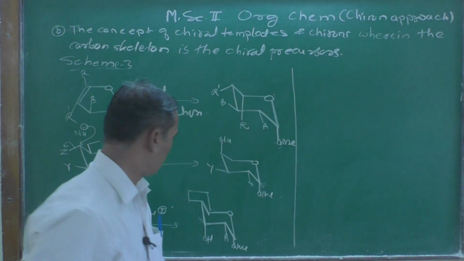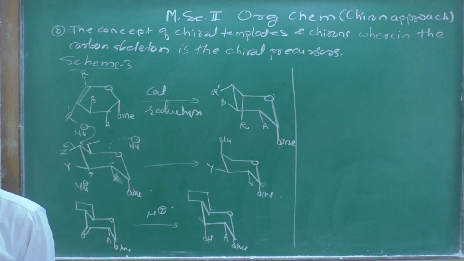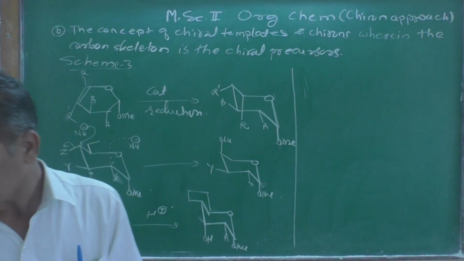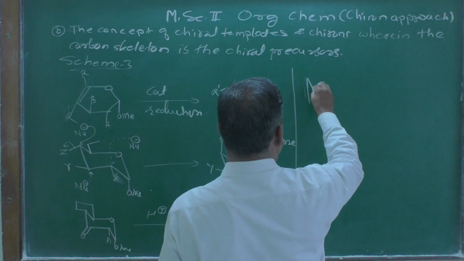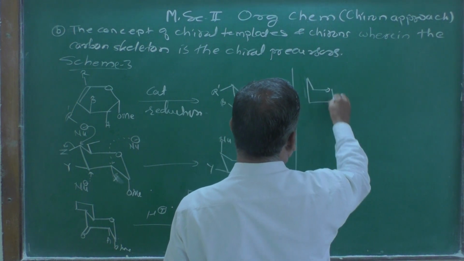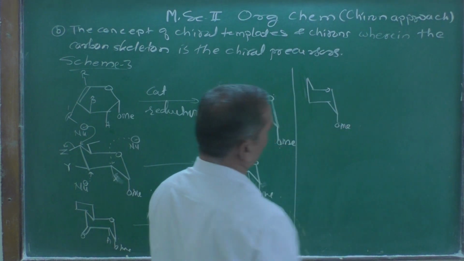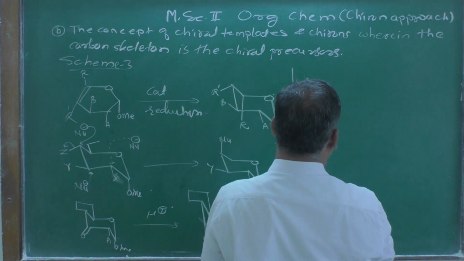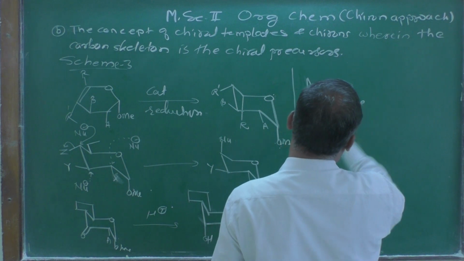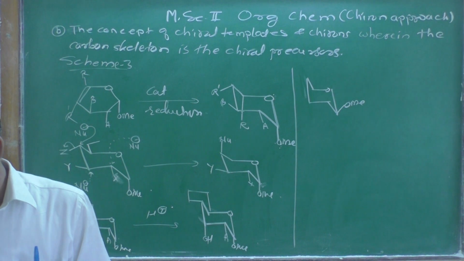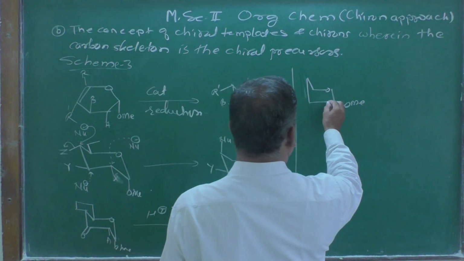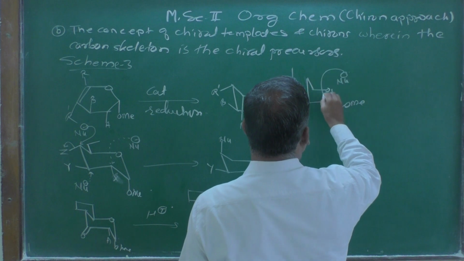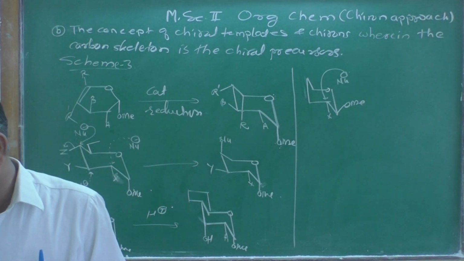Now let us see another thing, what is going to happen here. Here we are just trying to explain how to approach the synthesis of a natural product. Keep OMe as it is, but now it is at an equatorial position, not axial. And what is going to happen when it is at the equatorial position? Here X is at the axial position, and then the nucleophile is going to attack from this side.